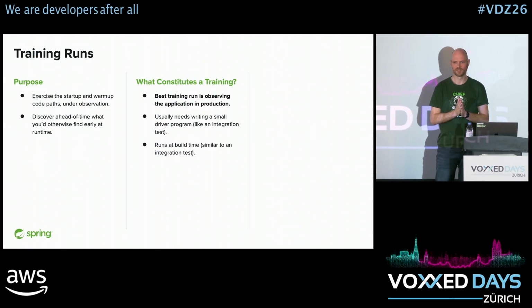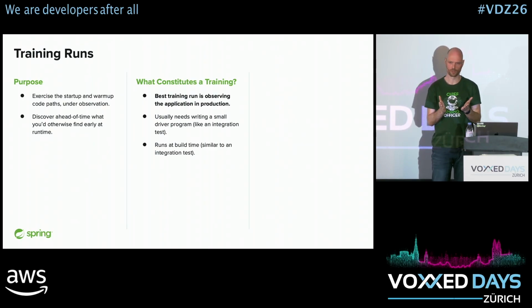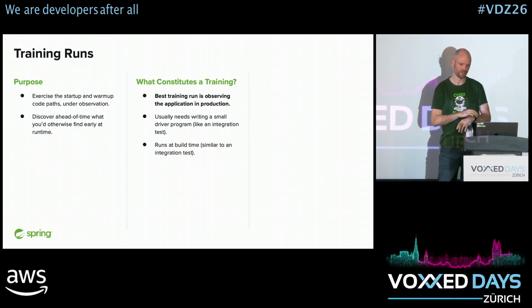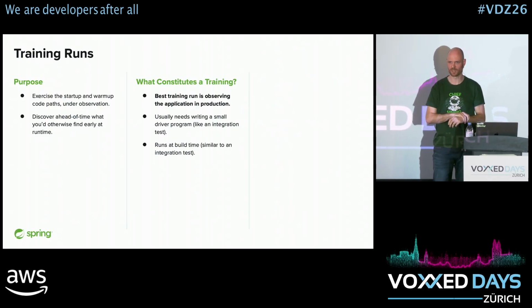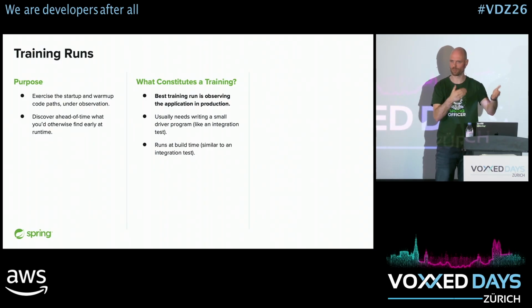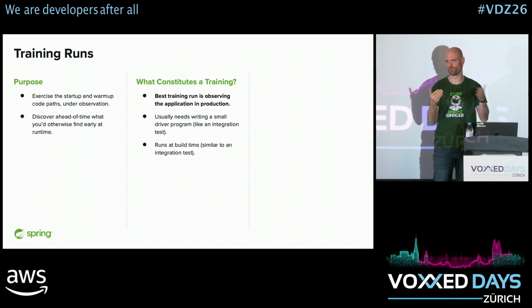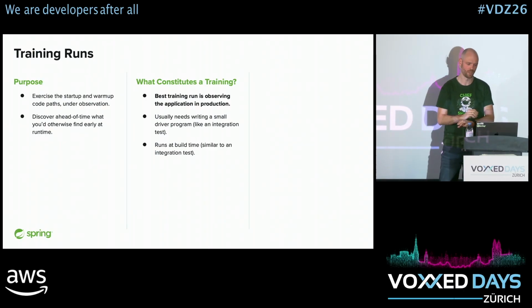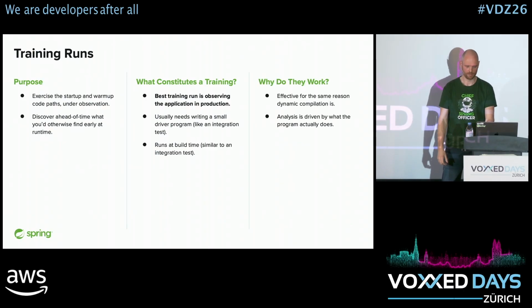The next best thing is to simulate production. And for that, you write a small driver program, for example, an integration test, which simulates production while you're still in the build time, and does the same traffic patterns your production would do. So the virtual machine can learn the same patterns like it would in production, and then we can use them. And those run at build time.